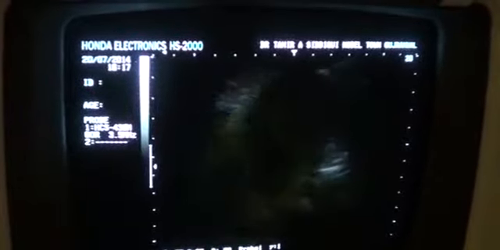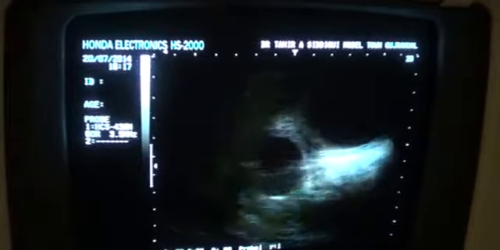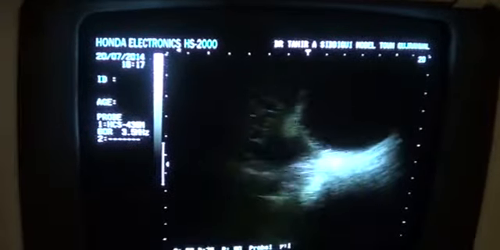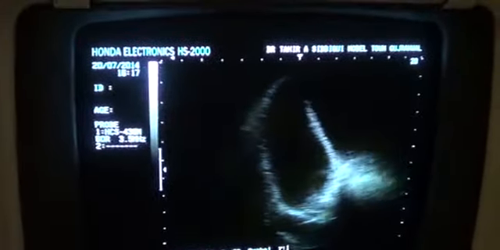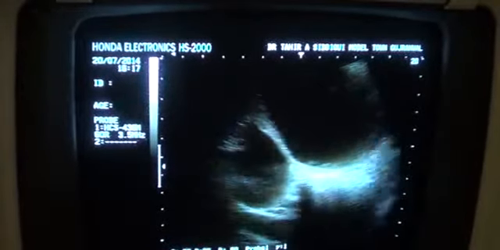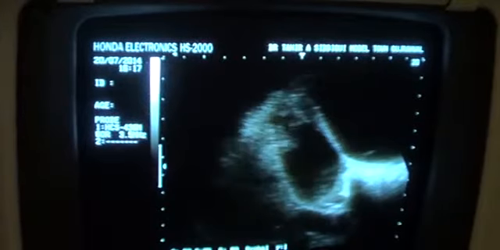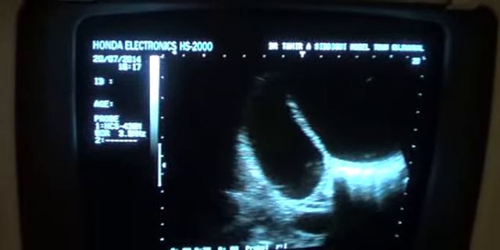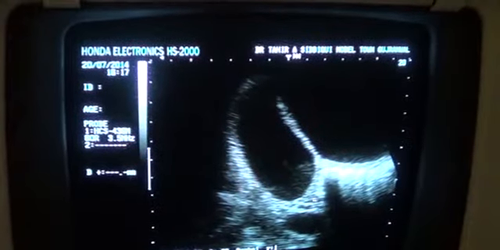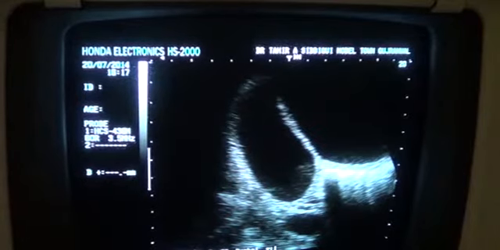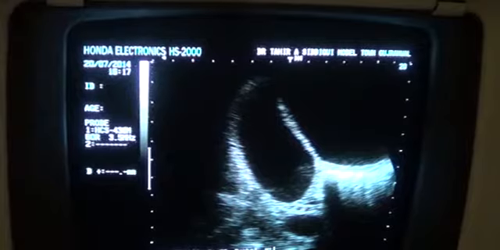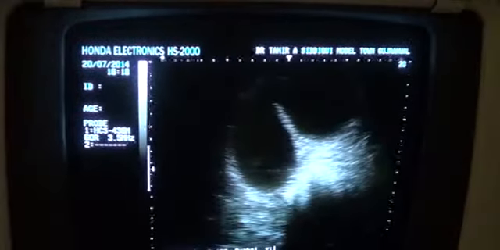But it's not easy in this particular case to get to the CBD. So maybe there is a stricture in the common bile duct. The possibility of that cannot be ruled out and can be a cause of the obstructive jaundice. Now this is the hepatic artery in transverse section. This is the portal vein. This is not the bile duct.